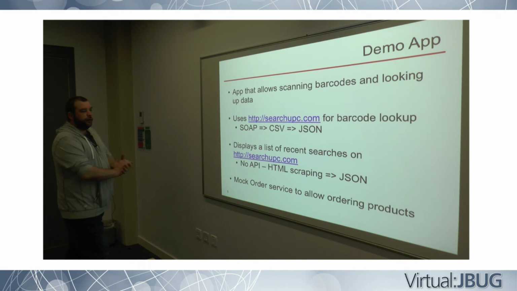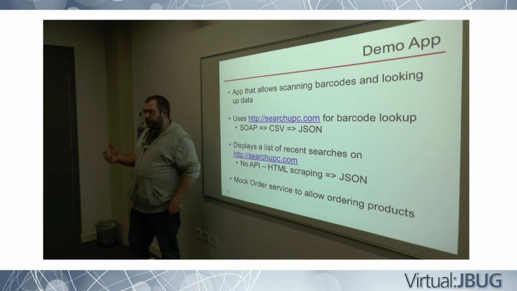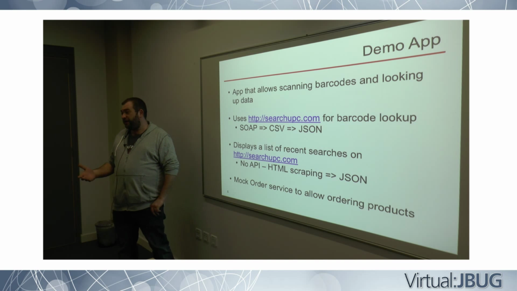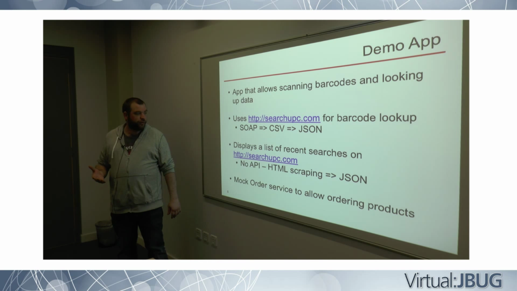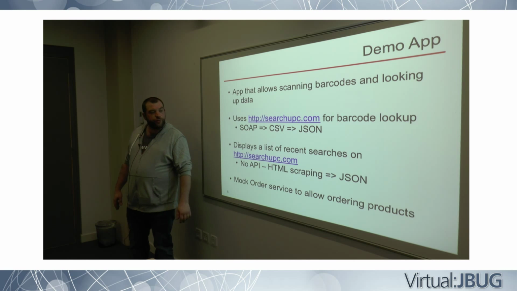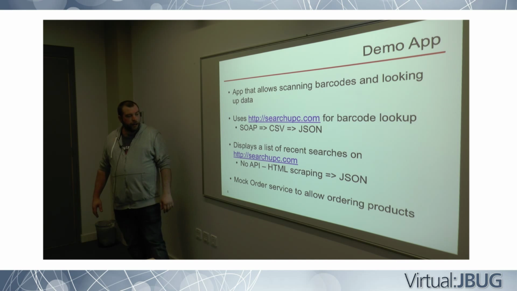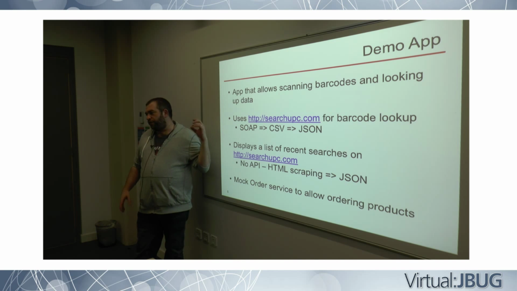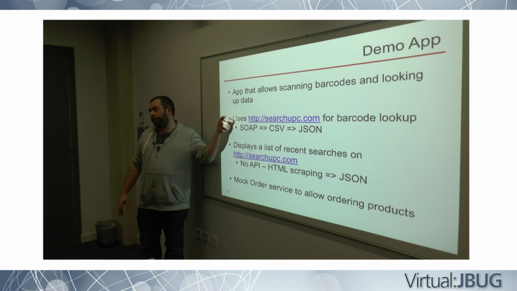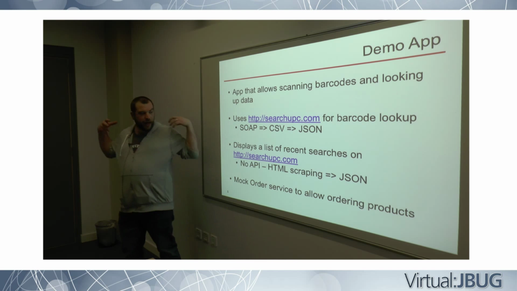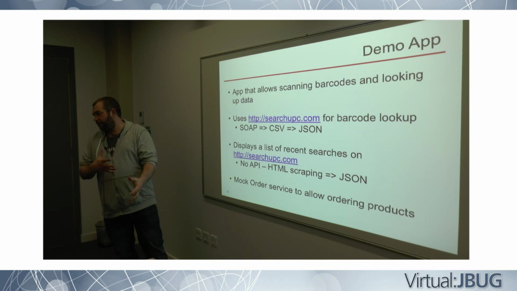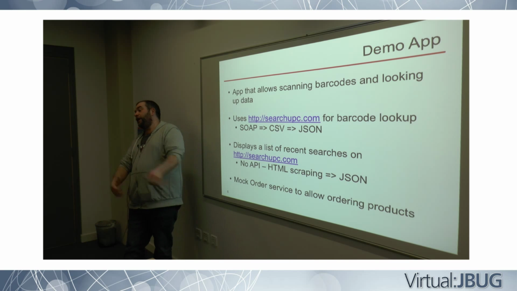So the demo app we're going to be looking at is an app that allows you to scan barcodes and get data. Very simple app, but it illustrates many of the key points. It uses an external service called SearchUPC for barcode lookup. SearchUPC exposes some of its APIs via SOAP, including the one to do a search for barcode. So we'll invoke a SOAP endpoint. We'll get an XML response back. Buried in that will be a CSV with the details of the barcode. We convert that to JSON and return to the client.